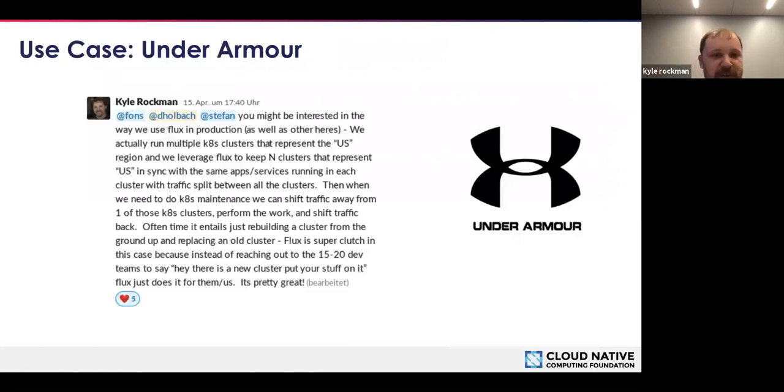So we have three clusters that represent the US region. If things are going wrong with it, we can shift traffic to one of the other clusters, or if we take a cluster out, we can upgrade it, bring it back up, and we know that all the apps will get deployed onto it. So it's been a super clutch tool for us in our Kubernetes journey.